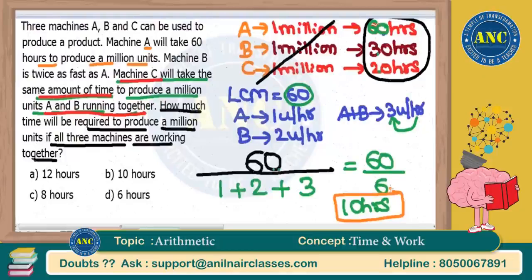A 18 days, B 36 days. LCM is 36, which I wrote in the numerator. Here the LCM is 60, which I am writing in the numerator. Denominator in that case is 36 by 18, 2. 36 by 36, 1. Same thing here also, same method. 60 divided by 6, 60 divided by 3, 60 divided by 2. Add the denominators and find the value.